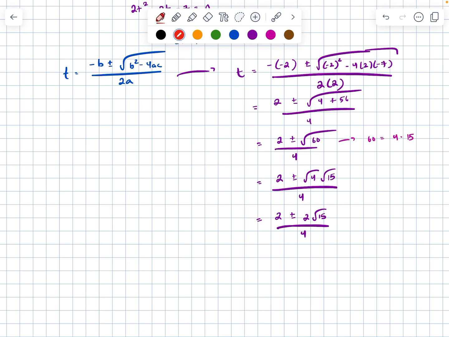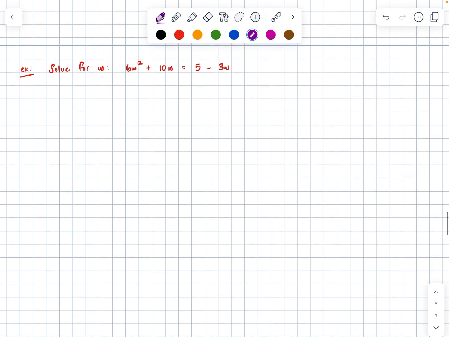And just like above, notice that all of these numbers are even. I can divide them by 2. So I'm left in my fully simplified form with a final answer of t equals 1 plus or minus the square root of 15 all over 2. Lovely. 2 more for the road, and then we're free.